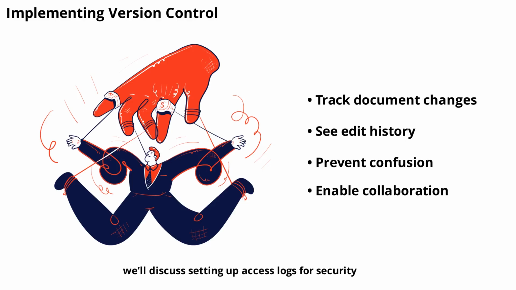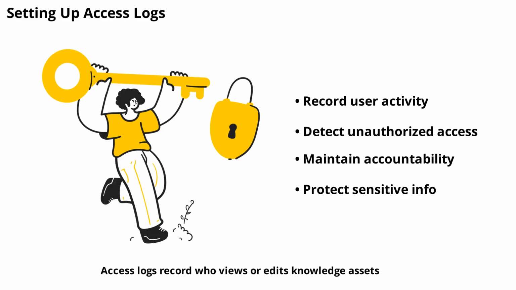Next, we'll discuss setting up access logs for security. Access logs record who views or edits knowledge assets, adding an extra layer of security. Configure your software to keep detailed logs of user activity. Regularly review these logs to detect unauthorized access or unusual behavior. Access logs help you maintain accountability and protect sensitive information.